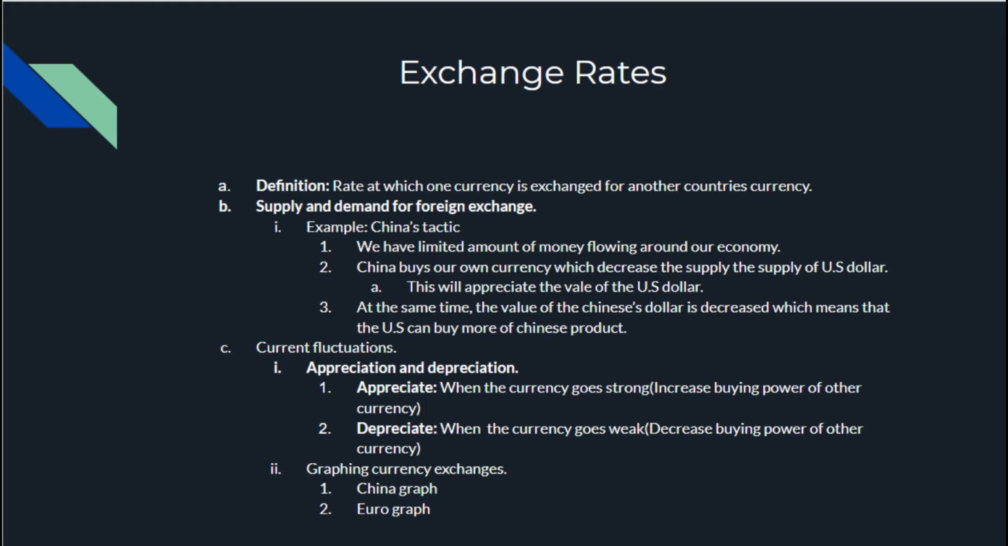Currency fluctuations: appreciation and depreciation. Appreciate is when a currency increases in buying power, and depreciate is when a currency decreases in buying power.